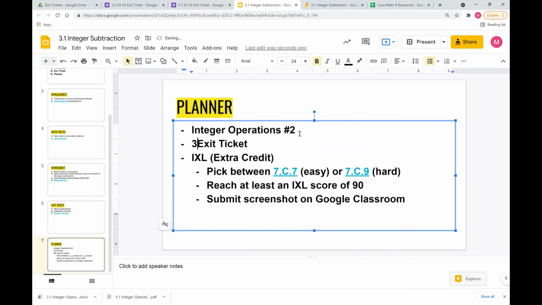And if you would like to do any extra credit to make up for points or earn extra points, you can choose between 2 different IXLs. Subtract integers using a number line and subtract integers. You must score at least a 90 and submit a screenshot on Google Classroom to get credit.